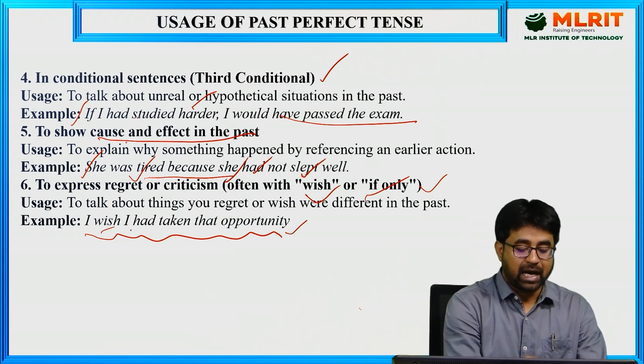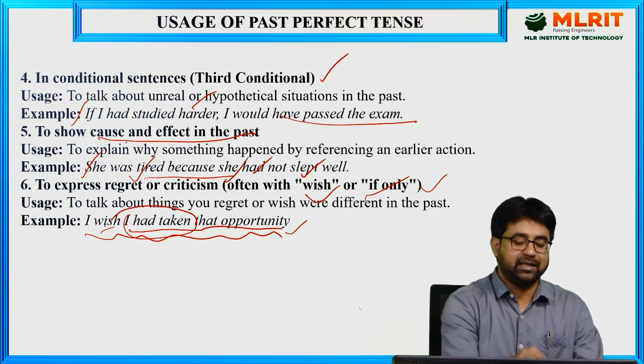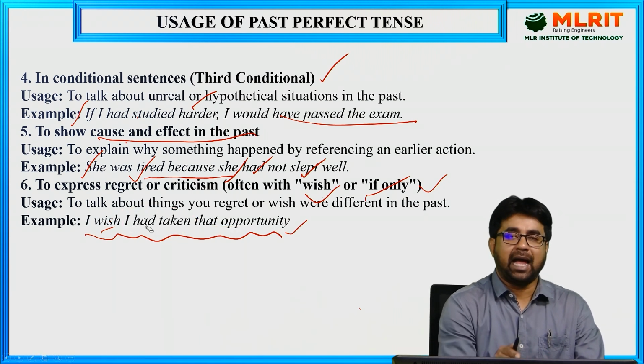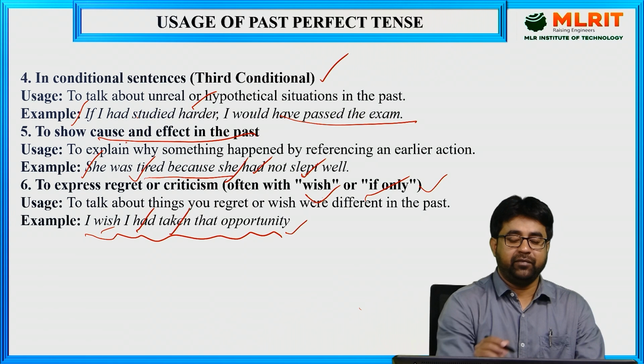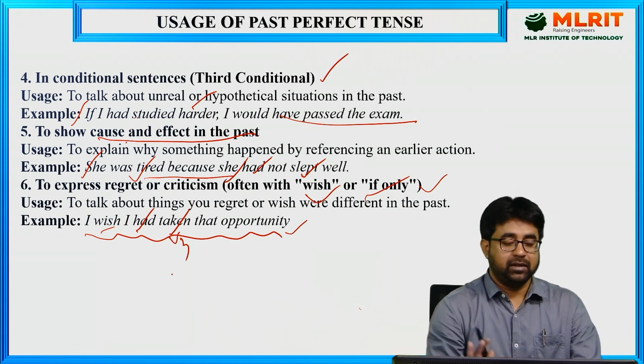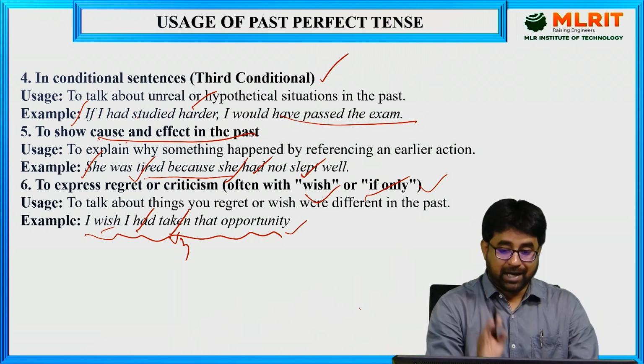I wish I had taken that opportunity. Focus on this part, you will get the structure. I is the subject, had, and then V3 of take. Take, took, taken. V3. Fine. So these are the usages of past perfect tense.